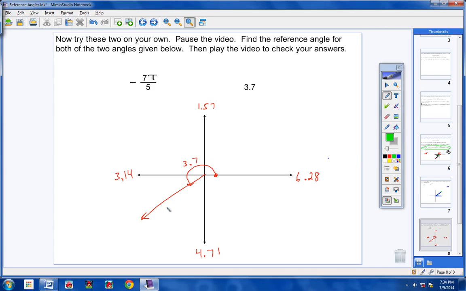Now, the reference angle is the angle formed with the terminal side and the x-axis, so this angle right here. So think about it. If from here to here is 3.14, and I went all the way around to here, which is 3.7, I'm simply going to take 3.7 and subtract 3.14. Okay? And if I do that correctly, I'm going to get 0.56. Okay? So this little space right here is 0.56 radians. So the reference angle for 3.7 radians is 0.56 radians.